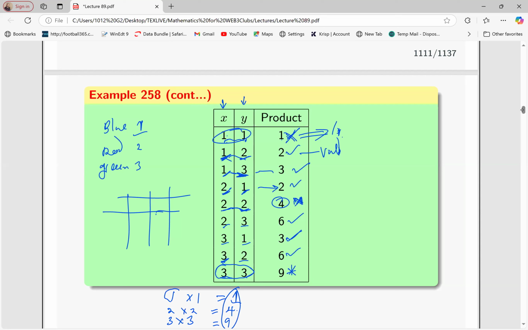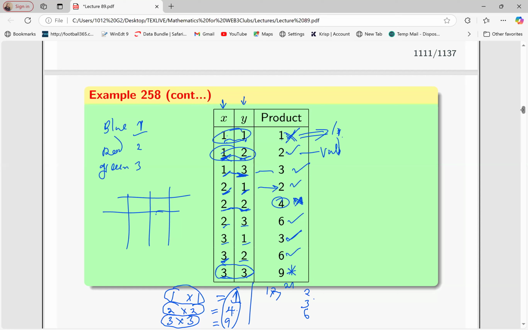We can never have a combination of the same colors, blue, blue, or red, red, and green, green. So whenever the product is 1, 4, 9, that combination is not valid. But if the product is 2, or 3, or 6, it means the combination is valid. A case of 1, 2, or 2, 1.